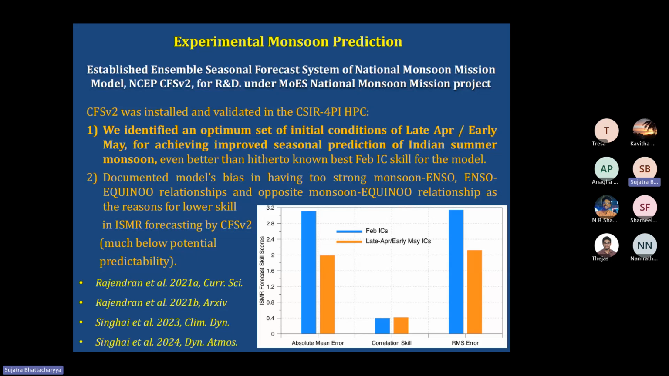But these studies have already identified and documented that the model has a severe problem: it is very much dependent on the Pacific, that is on ENSO conditions. The model also has a strong relationship between ENSO and ICCS, but ICCS and monsoon are opposite in the model. The model will never show any correlation with that too.